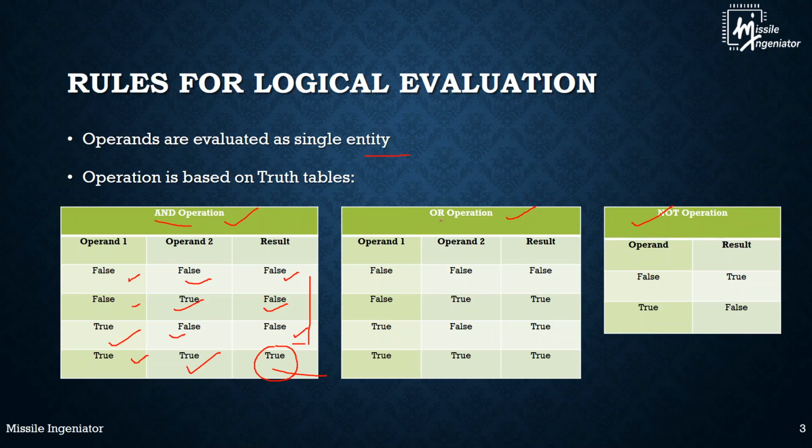But in the case of the OR operation, when A is 0, that is false, and B is also false, then you get the result as false. Which means when A is 0 and B is 0, the result is 0. In all the other three cases, we get the result as true. That's because in an OR operation, when one variable is 0 and another is 1, the logical operation between these operands is 1. So this is the OR operation.